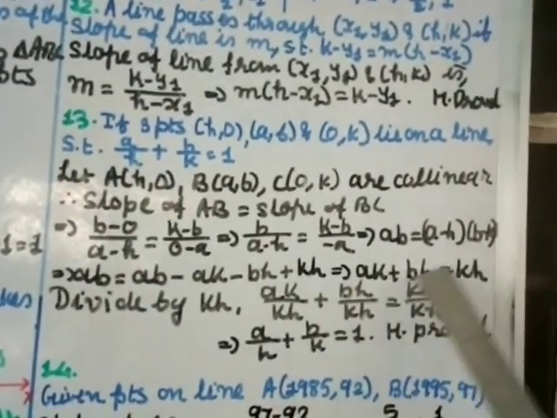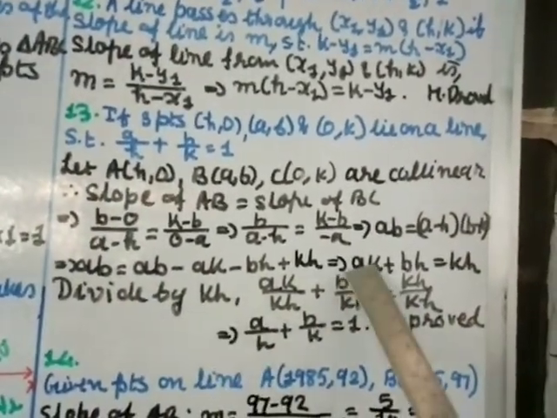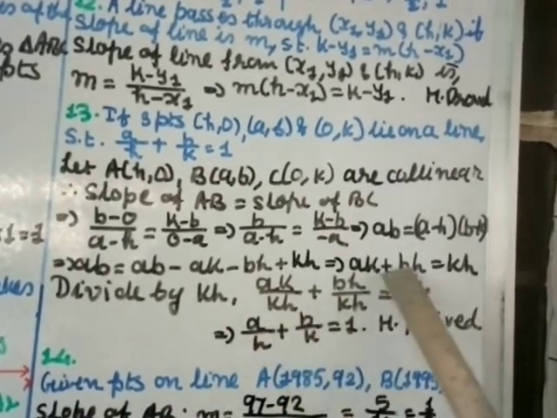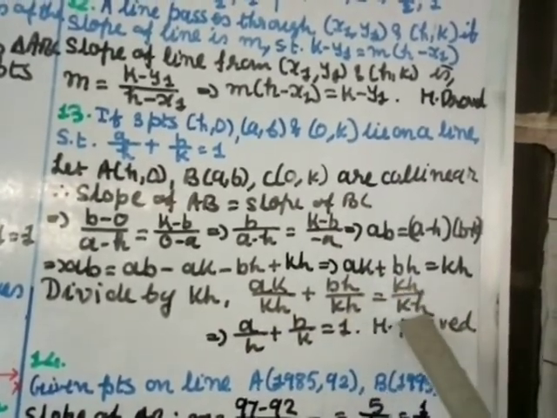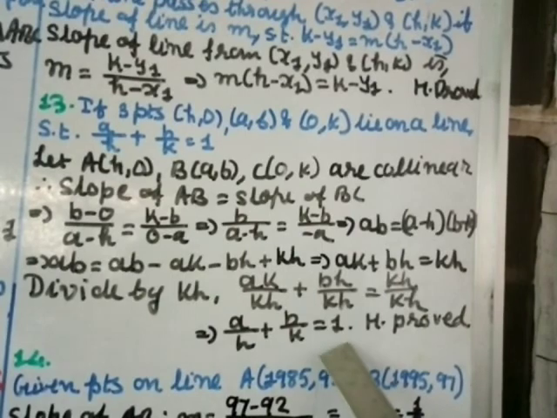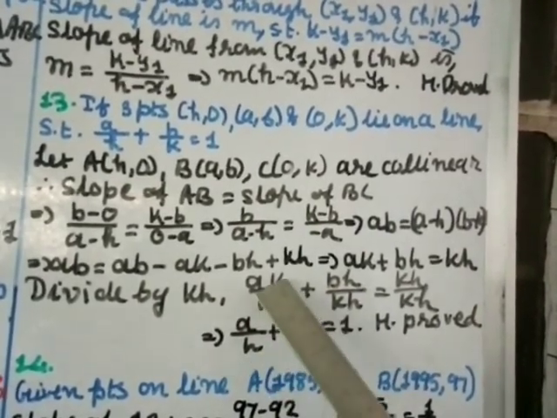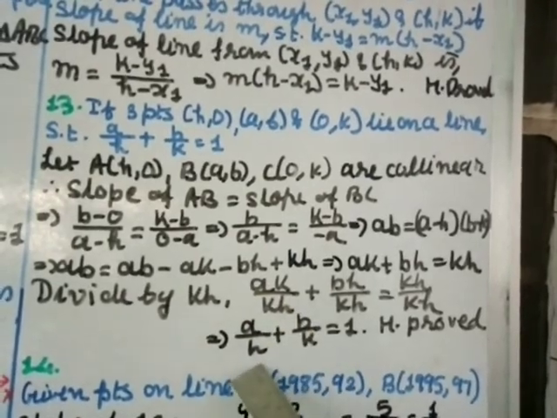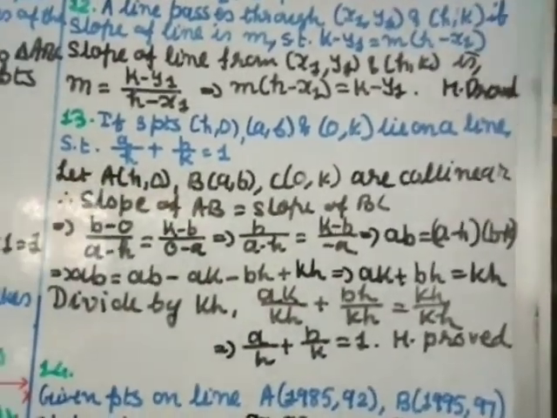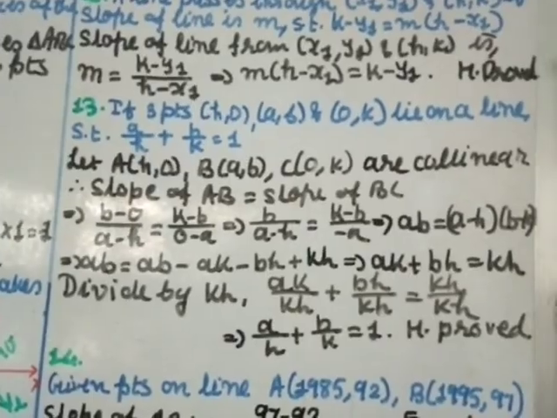Now divide all terms by kh, so here ak by kh plus bh by kh equal to kh by kh. So kh by kh gives you 1. Here hh cuts, so here remains b by k. Here plus, here kk cuts, so remains a by h. And this is what they have asked us to prove. So that is the proof of question number 13.